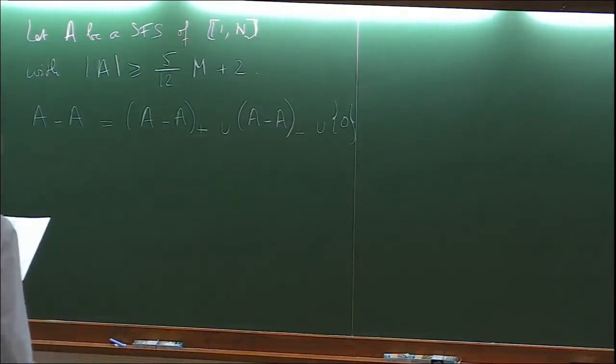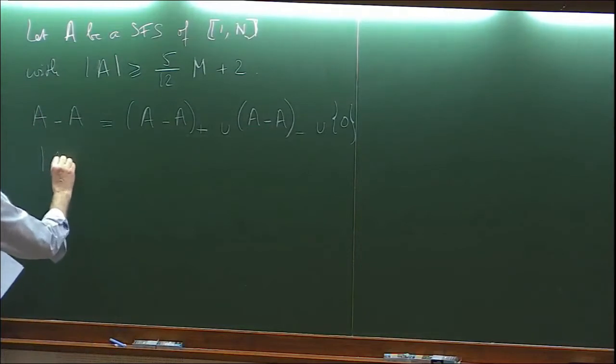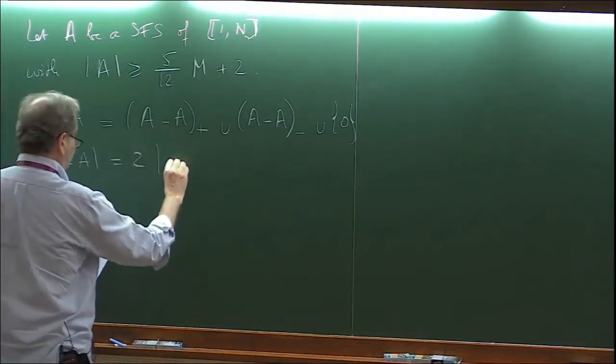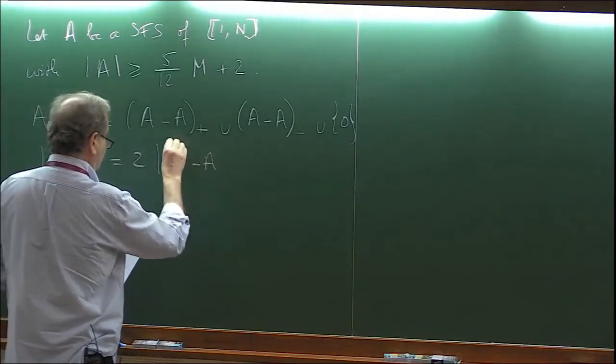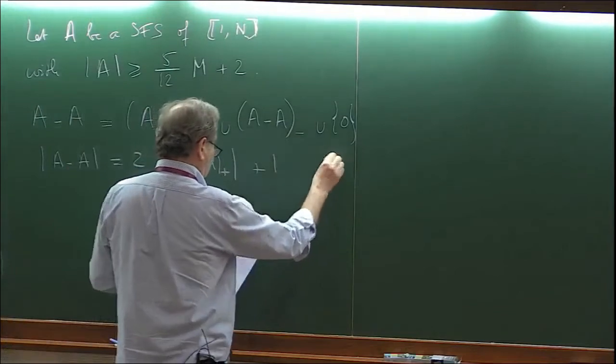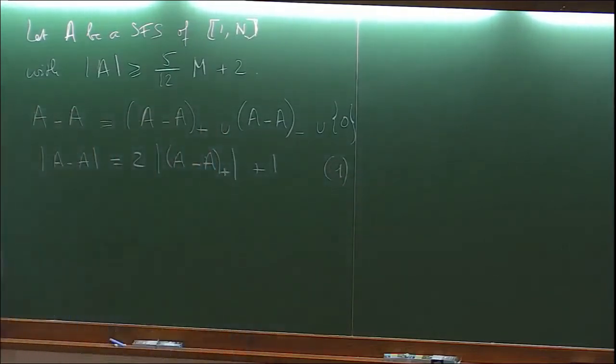Then, if you are looking at the cardinality of A minus A, this is 2 times the cardinality of A minus A plus, plus 1. Let us call that equality 1. Okay, up to now there is nothing. Usually it is like that up to the end of the proof, except that if we want to create the proof, it's something different.